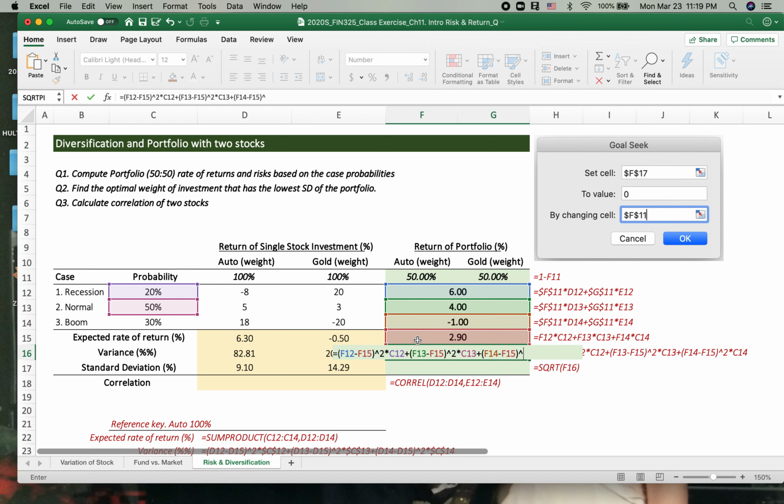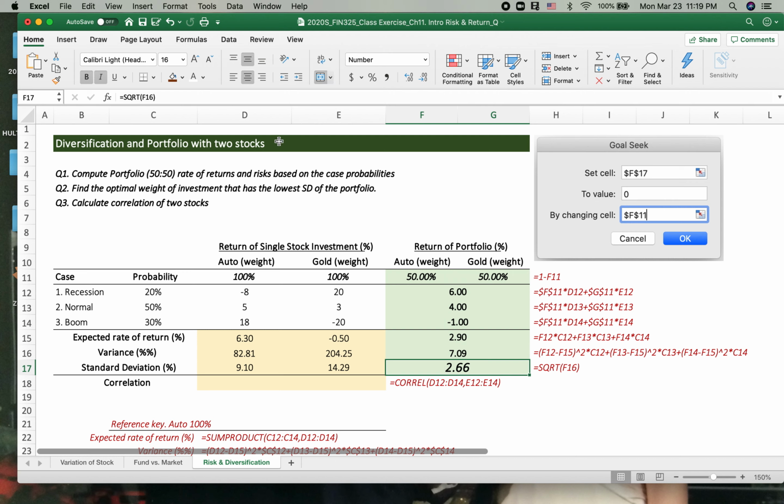So the variance comes out, and then the standard deviation is the square root. How to get it? The standard deviation is now 2.66. Ooh, that's an amazing result, because 2.66 means that regardless of what happens in the economy, this 2.9% will deviate up by 2.66 and down by 2.66. So this portfolio won't lose any money.